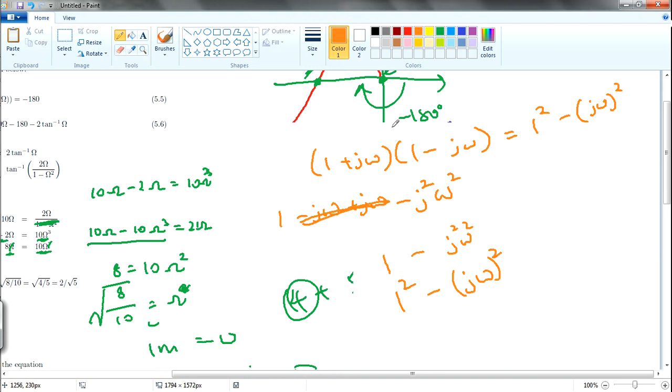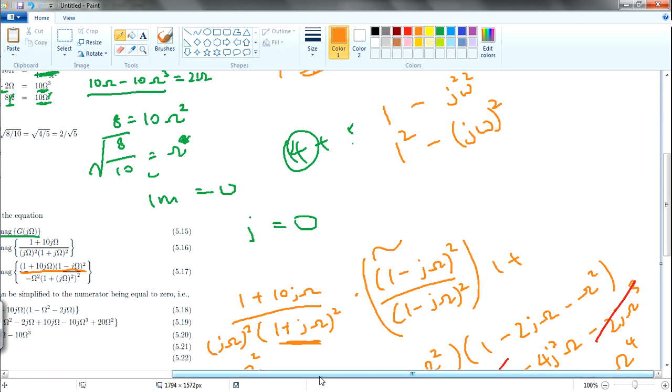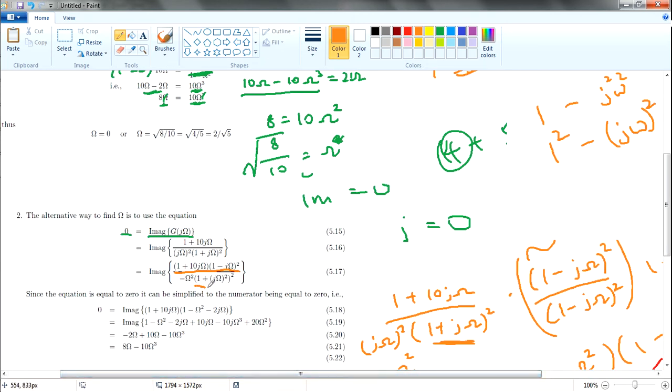This also applies for square, even cube. If it's cube, you can straight away put in cube over here. If it's quartic, you just put in 4 over here. So it's simply this formula, and I just want you to remember it. 1 plus j omega, if you multiply by its conjugate, you have this solution. Therefore this is how he gets this formula over here.